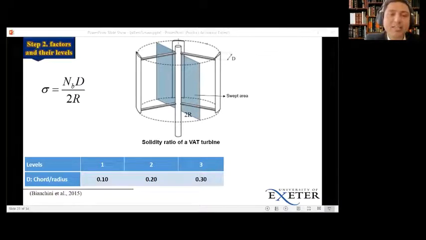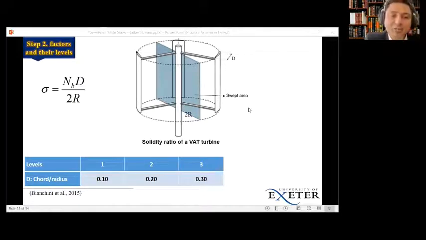A smaller solidity means the turbine converts low water energy. In other words, when solidity is low, the output power is also low. On the other hand, with increasing solidity, the maximum values of lift and drag coefficients decrease.